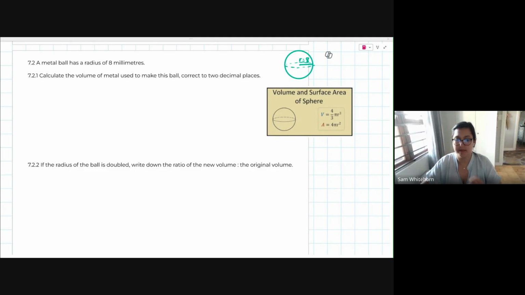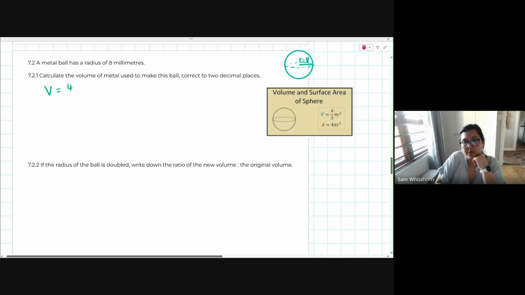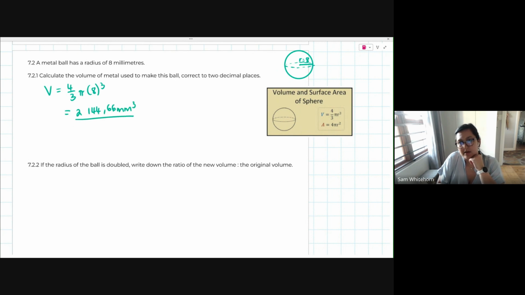Okay, let's see. So volume is equal to 4/3 pi r, which is 8 cubed. And so we get 2,144,66 millimeters cubed. And grade 11s, just be aware, because it specifically said 2 decimal places, if you round off incorrectly, we will deduct a mark. When we are specific about how we want our rounding, you will lose marks if you don't do it.